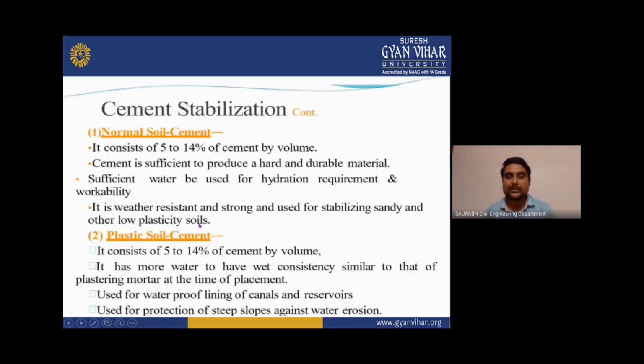Here is cement stabilization. Normal soil cement stabilization consists of 5 to 14% of cement by volume. Cement is sufficient to produce a hard and durable material. Sufficient water should be used for the hydration requirement and workability. It is weather resistant and good, strong, and used for the stabilization of sandy and other low plasticity soil.